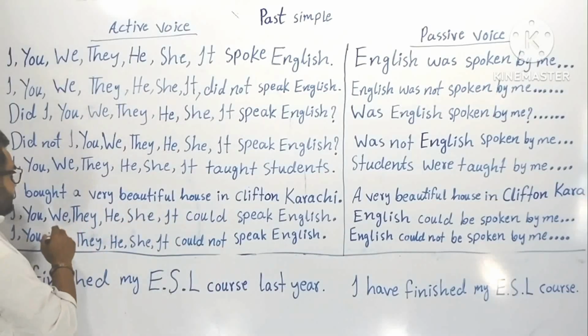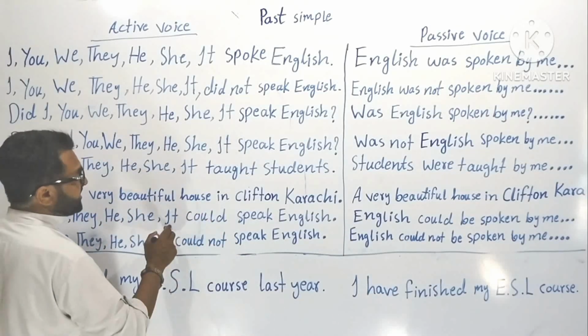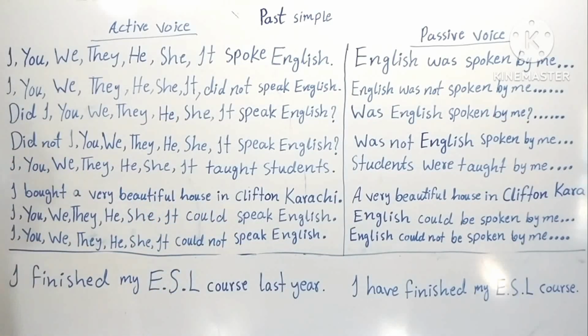You could speak English, we could speak English, they could speak English, he could speak English, she could speak English, it could speak English, Ali could speak English. Correct? Now I will pick up only one subject, then I will use different modal verbs with it, okay?